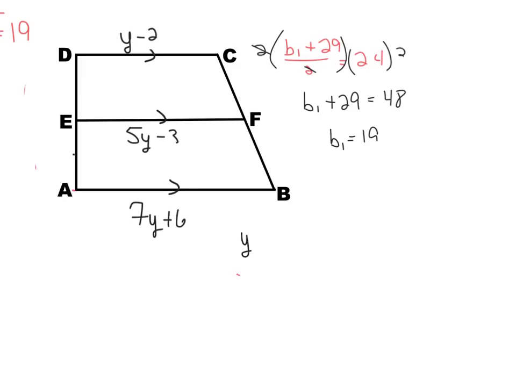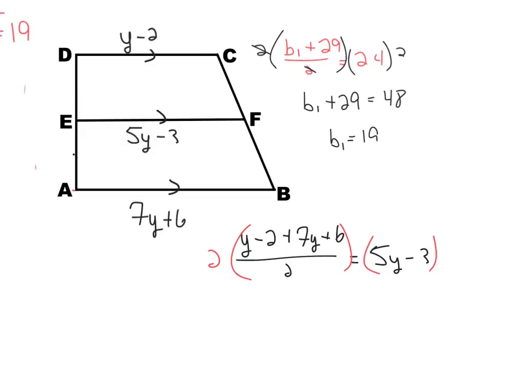I have (y minus 2 plus 7y plus 6) divided by 2. That's the sum of my two bases. And that should equal the median, 5y minus 3. Now, yeah, it's got variables in it, but it works the same way. We multiply both sides by the denominator. So those twos cancel. I'm going to clean this up a little bit. It looks like I have 8y plus 4. And on the other side, I'll distribute that 2. I get 10y minus 6.